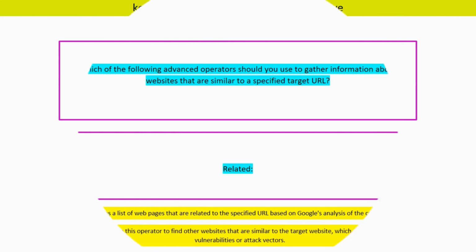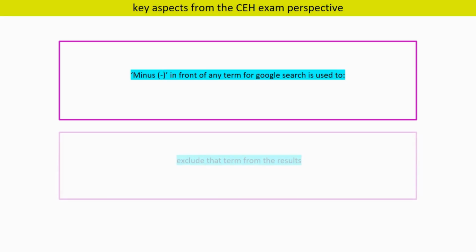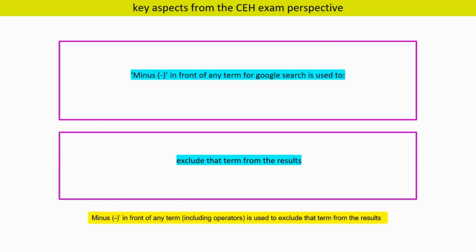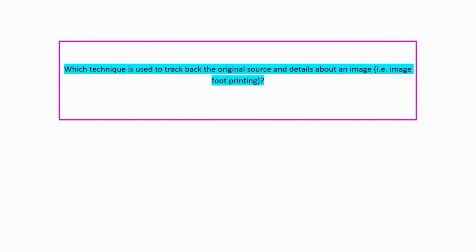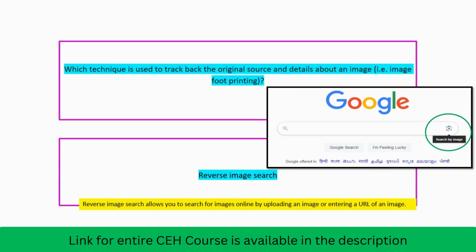Next question. Minus in front of any term in a Google search is used to, as we already discussed, exclude that particular term from the result. Next question. Which technique is used to track back the original source and the details about an image? That is image footprinting. It is known as reverse image search.